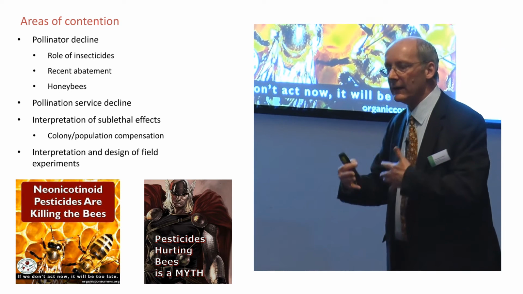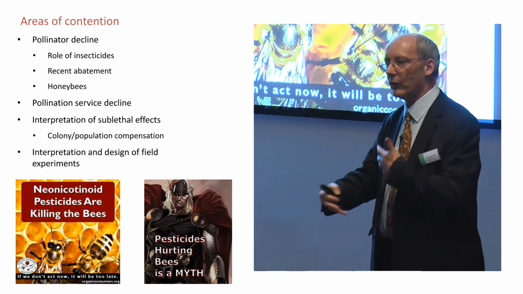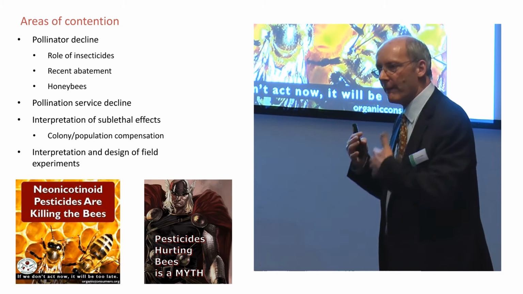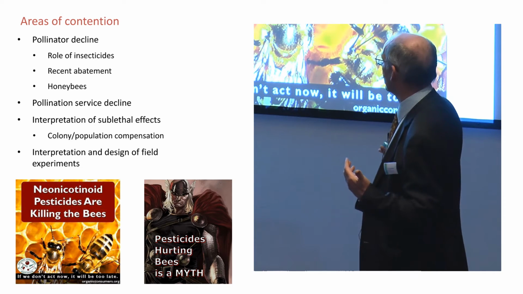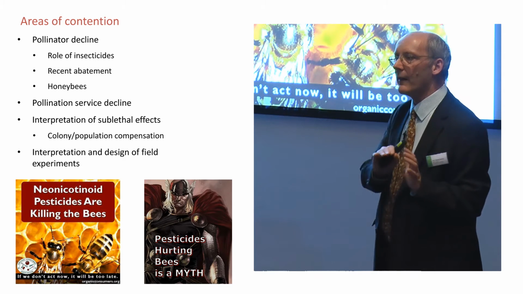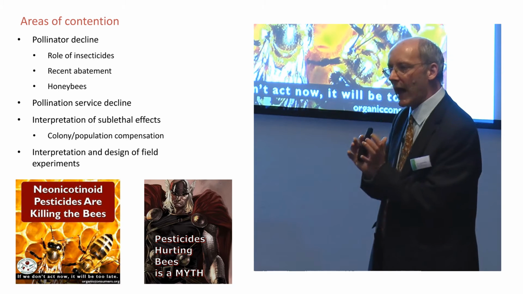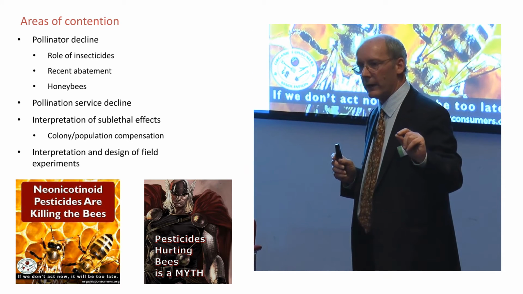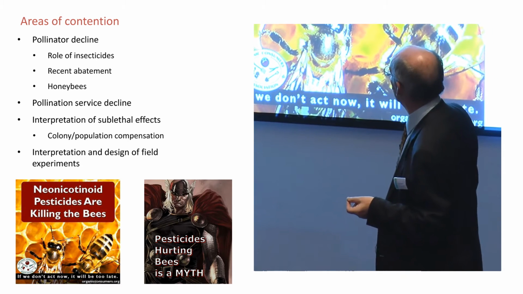We knew very little about actually, so even if honeybees were going down, was this reflected by less pollination? It was very hard to interpret what the sublethal effects meant. Were they compensated for? And the experiments that were available then had many difficult problems. So exactly how realistic were the doses used? Exactly how were they analysed statistically?